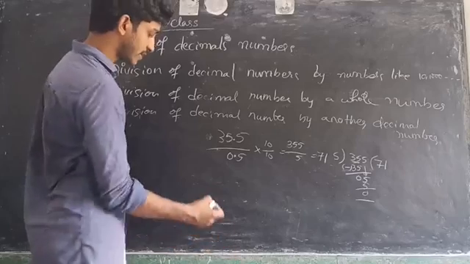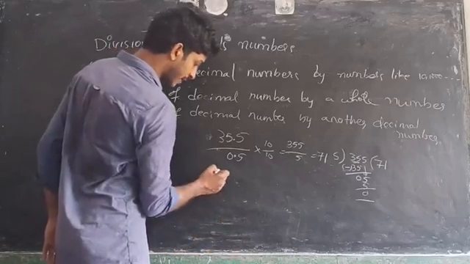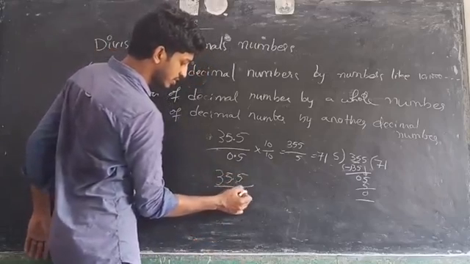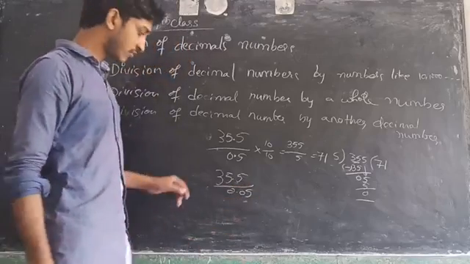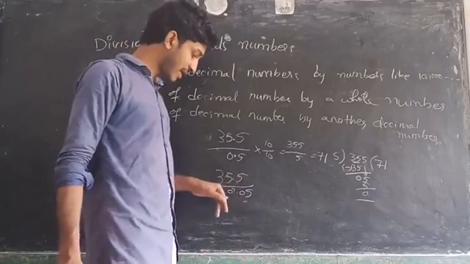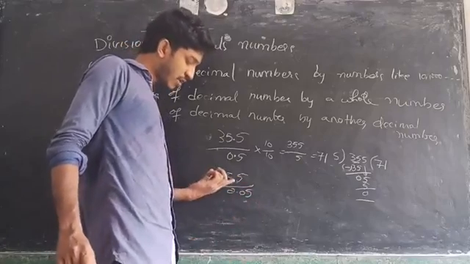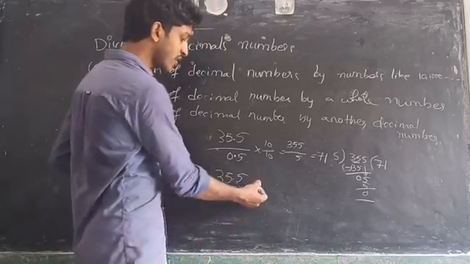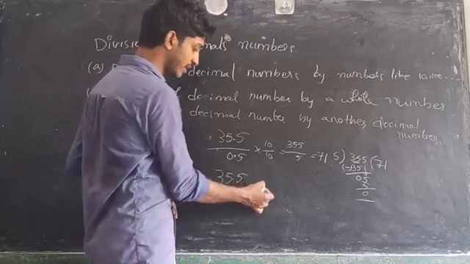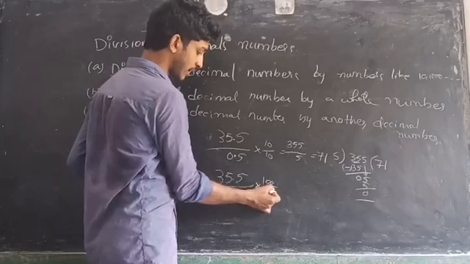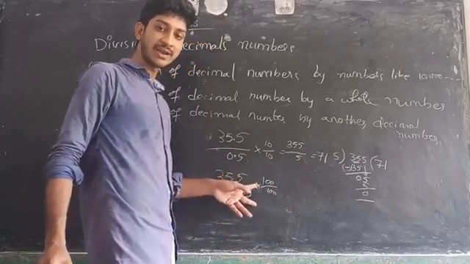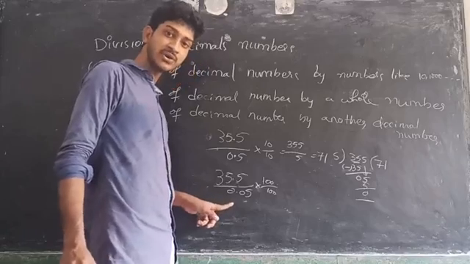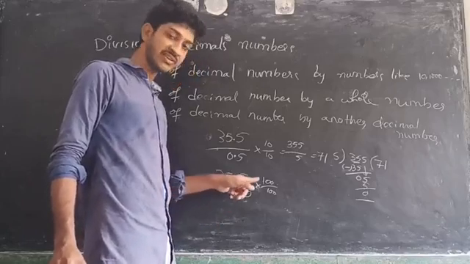Okay, see another example here. I am taking the same 35.5, but now I am taking 0.05. See here, 35.5 and 0.05. Here after the decimal point we have only one digit, but here after the decimal point we have 2 digits. That's why we have to multiply the numerator and denominator with 100 by 100. Why are we multiplying with 100 by 100? We have to change this number into a whole number. That's why we are multiplying with 100 by 100.